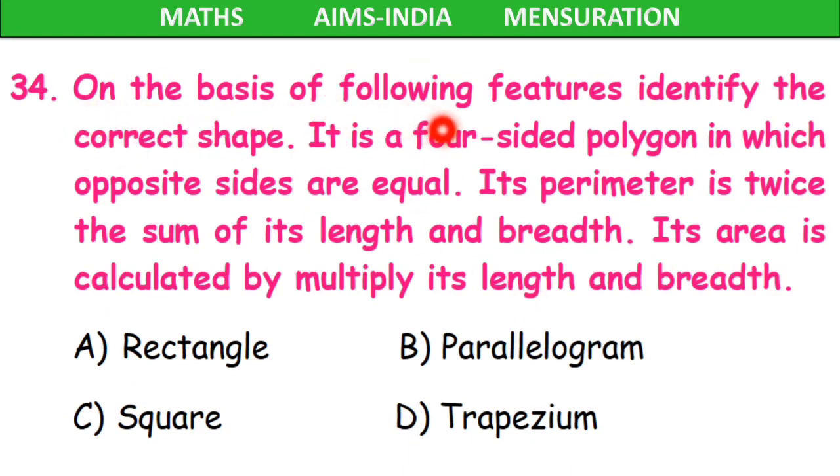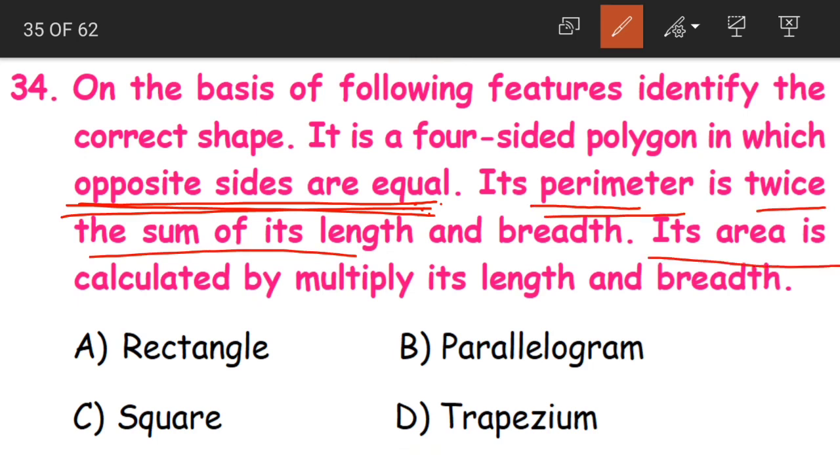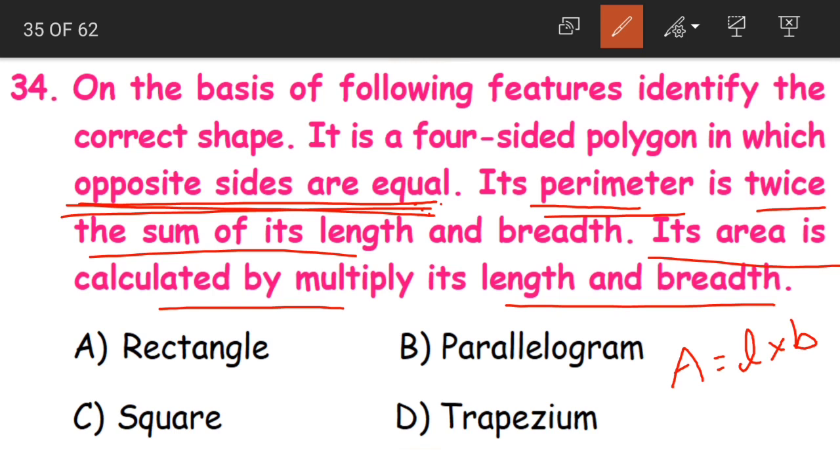Question 34. Again, on the basis of the following features, identify the correct shape. It is again a four-sided polygon in which opposite sides are equal. And again, what is the perimeter? Perimeter is twice the sum of its length and breadth, and area is calculated by multiplying its length and breadth. What are they saying? Area is calculated by multiplying length and breadth. Area is equal to length into breadth.